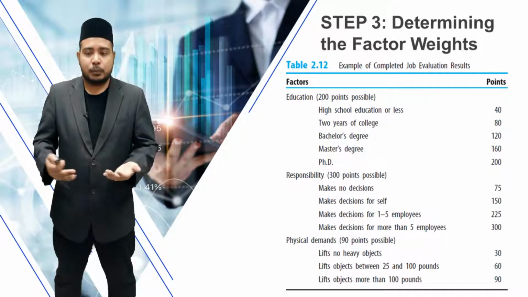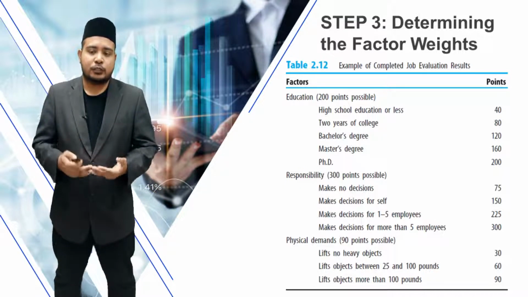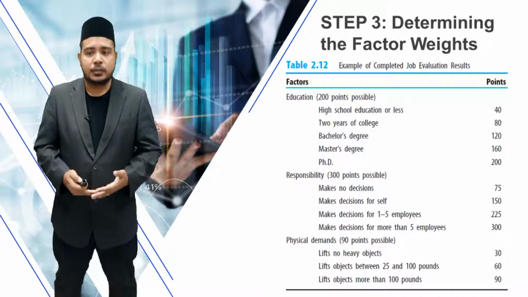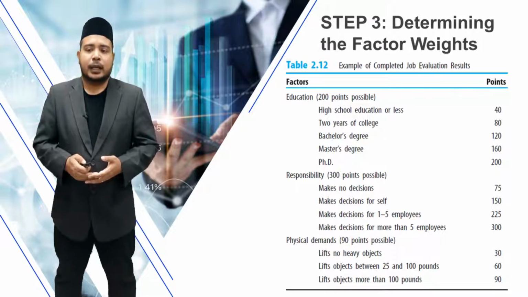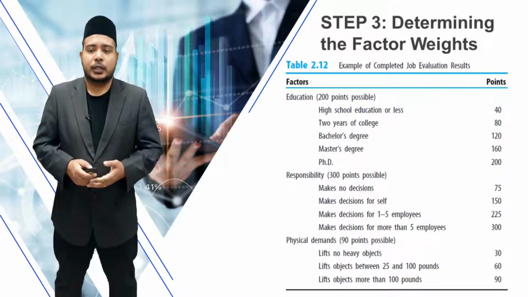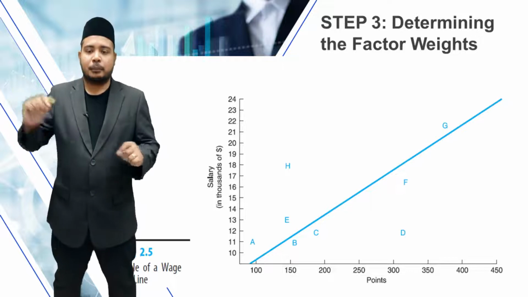Physical demands, 90 points possible. Lift no heavy objects, only 30. If they lift objects more than 100 pounds, they receive the total allocation of 90 points. So this is the process so that we can plot them.